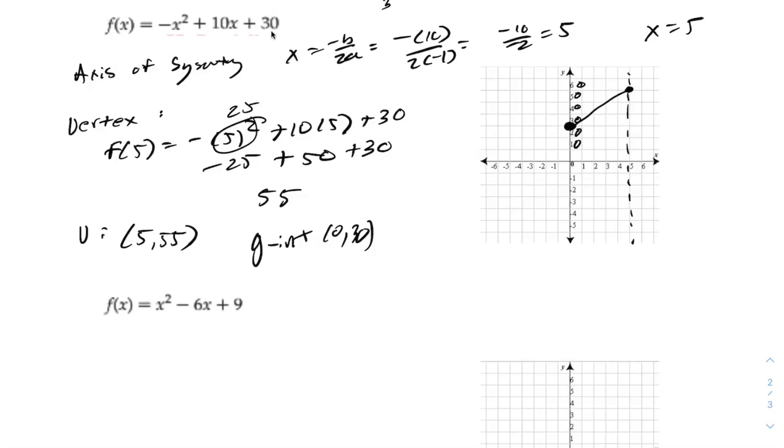And then look, it opens down. Try to match these two. So you get something that looks like that. It's opening down. My vertex is up here. My y-intercept is down there. It's a negative leading coefficient, so it makes sense. You get something like that.